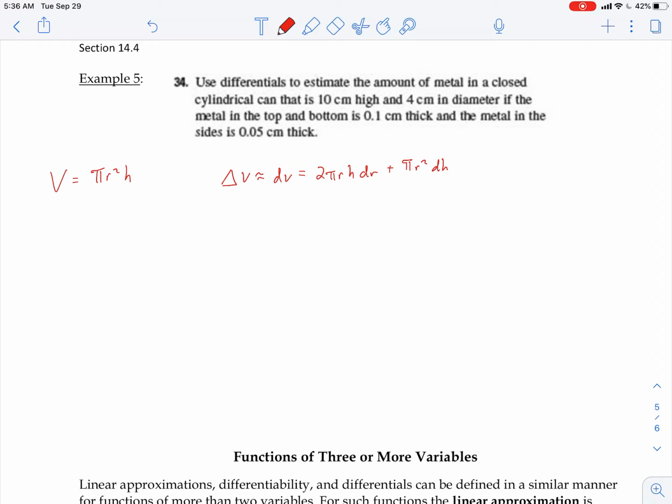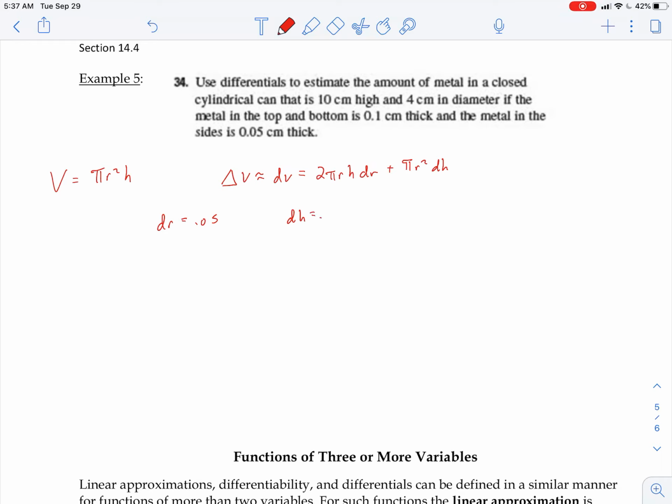And what dh and dr represent is the total change in our radius, and dh represents our change in our height. All right, and we're going to use this to estimate the amount of metal. So dr we're going to use as our distance for the outside metal on the sides, and that's going to be 0.05 centimeters thick. And we're going to use the metal from the top and the bottom as dh.